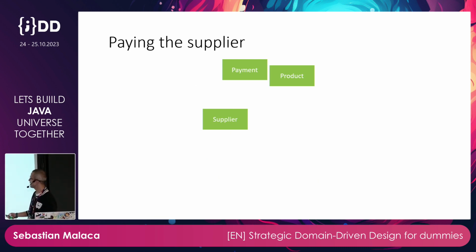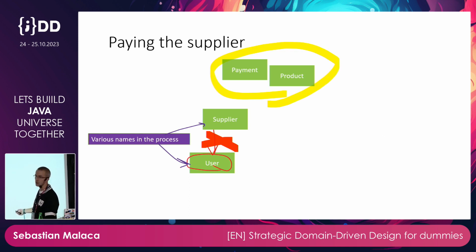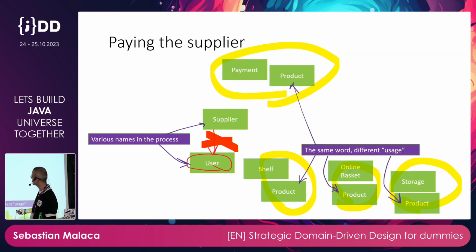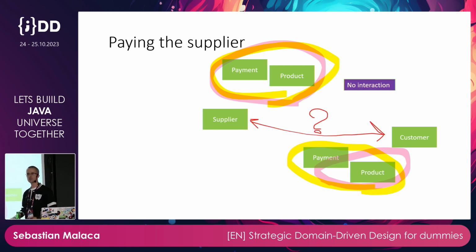Paying the supplier. This is tricky, because firstly, this is not a user. Payment, product: this is something we already had in the previous requirements. This is not, as I explained a second ago, the same product as in here, but the customer is also paying for the product. So here we've got a supplier, we are paying him for the product. Customer is paying us for the product, but there is no interaction between supplier and customer.